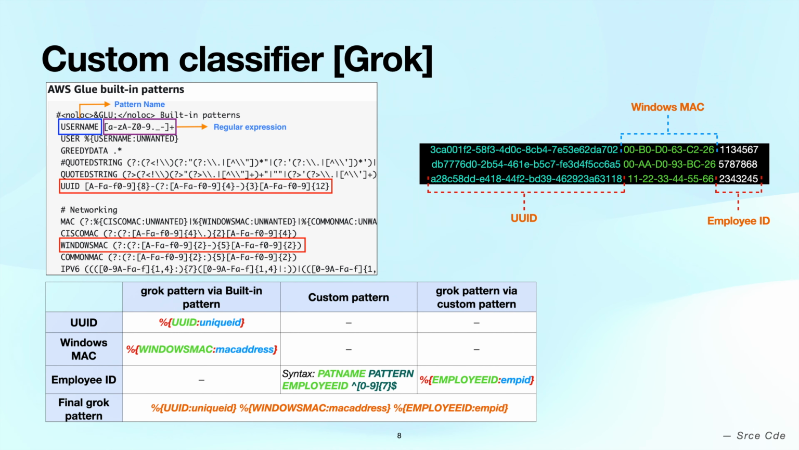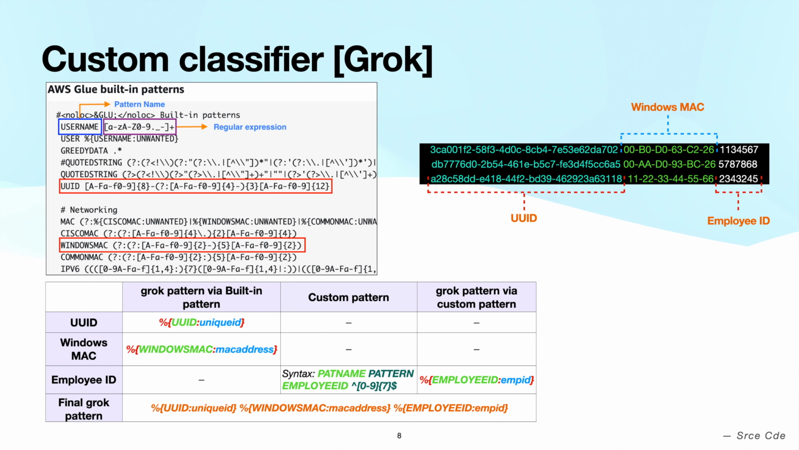Okay. Now if we put together all the patterns for the individual blocks, that is for UUID, Windows MAC and employee ID, then it will look like the Grok pattern defined in the last row. So it is UUID Grok pattern, space, Windows MAC Grok pattern, space, employee ID Grok pattern. That will be our final Grok pattern to parse this type of log structure, or this type of text structure. So this was one example of how we can define the Grok pattern and how we can use AWS Glue built-in patterns and custom patterns to define it.